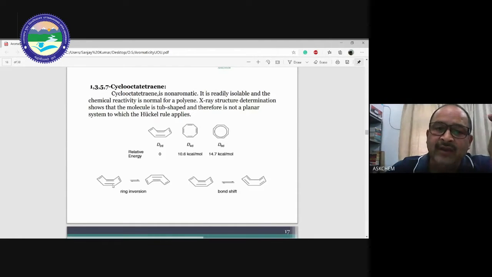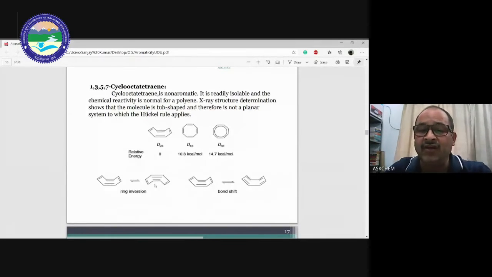If we take into account the aromaticity of substituted 1,3,5,7-cyclooctatetraene, then the ring inversion itself says that the bonds are localized. Mind it, bonds are localized. The ring has been flipped, like in the case of cyclohexane, where one chair form is flipped to another chair form, which is the non-superimposable part. So this ring inversion doesn't lead to the migration of the bond.